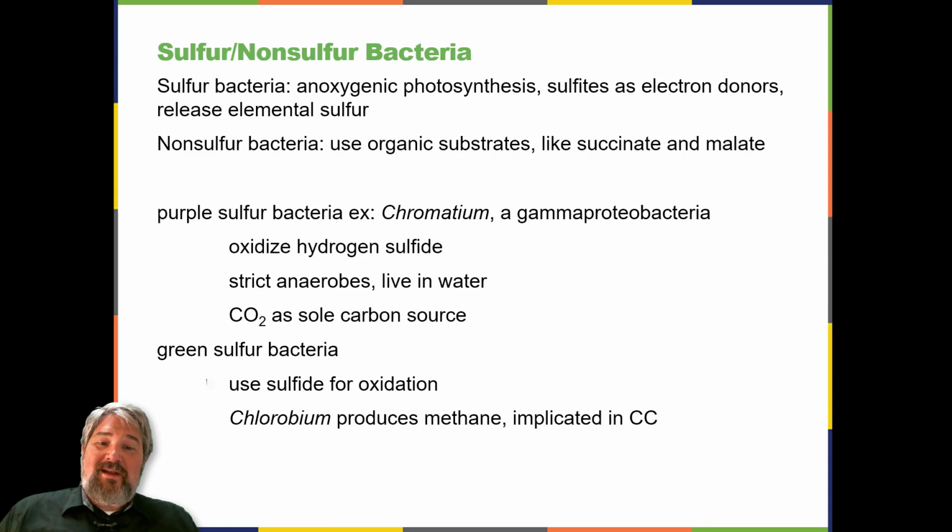The purple sulfur bacteria oxidize hydrogen sulfide into elemental sulfur and sulfuric acid and get their purple color from the pigments bacteriochlorophylls and carotenoids. Bacteria of the genus Chromatium are purple sulfur gamma proteobacteria. These microorganisms are strict anaerobes and live in water.